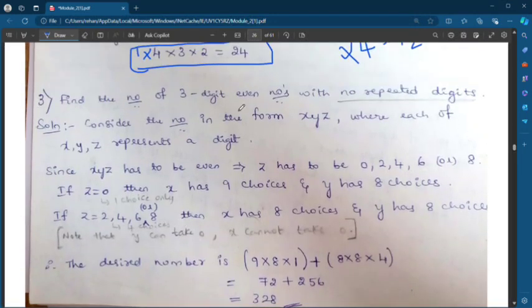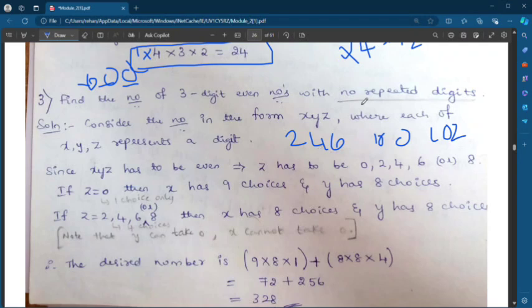Find the number of 3-digit even numbers with no repeated digits. So they are saying a 3-digit number, and the 3-digit number should be even. We can take 0, 2, 4, 6, 8, these are all even digits. Like 100, 102, and so on. It should not repeat any digit. For example, 1 2 2 or 2 2 2, it should not repeat like that.